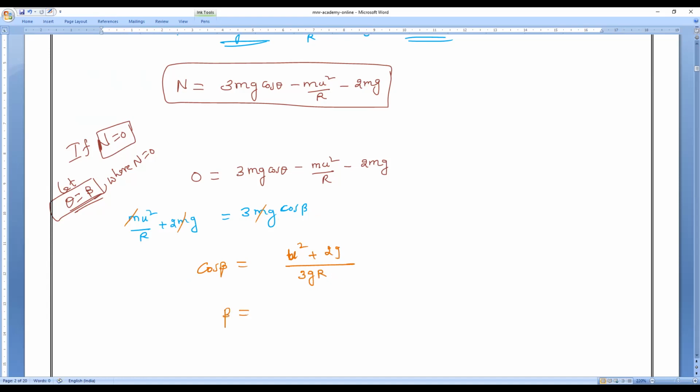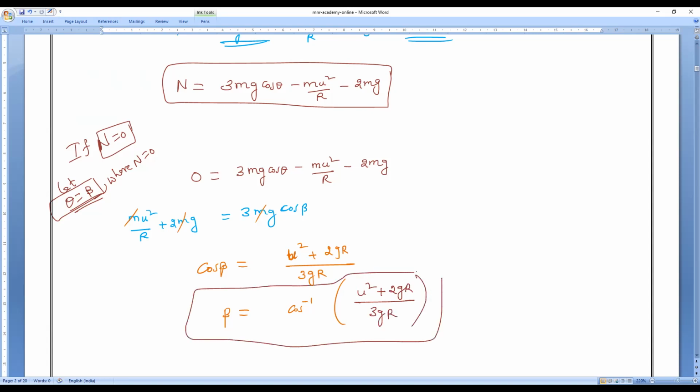Now we want beta. So beta equals cos inverse of, okay, now I will take the LCM. LCM here will be 2gR? Yes, LCM is gR. So it turns into u square plus 2gR divided by 3gR. I hope that's clear, everyone? So at this angle, normal equals 0.